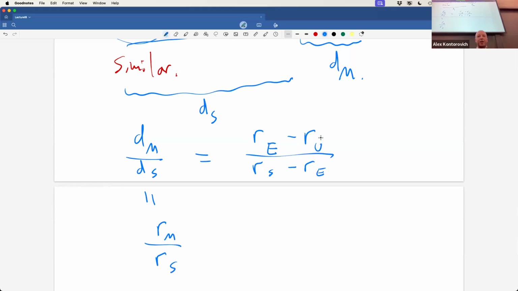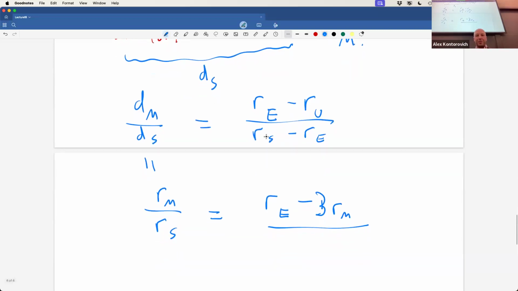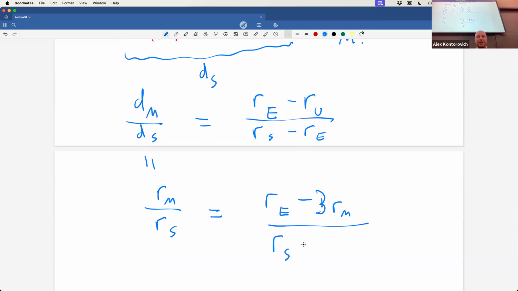The radius of the umbra is what relative to the moon? Three times. Because it takes 3 hours to traverse the umbra and 1 hour to traverse the moon. So this is 3 times the radius of the moon. And now we have an equation that only uses radius of the moon, radius of the sun, and radius of the Earth. Let me just complete this. Radius of the sun minus radius of the Earth. Everybody with me so far?